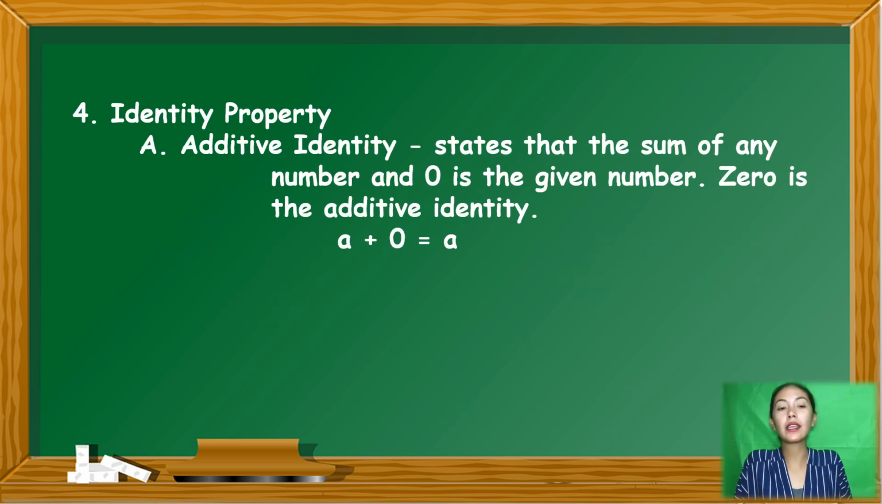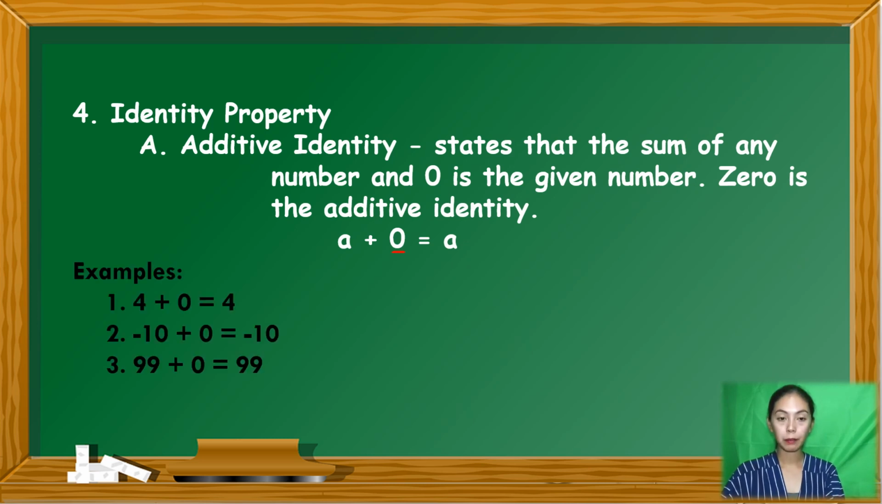So thus it satisfies the distributive property. Okay, next property is the identity. There are two under the identity property. First is the additive identity. It states that the sum of any number and 0 is the given number. 0 is the additive identity. If we're going to find the sum of any number plus 0, the answer is always the number. So a plus 0 is equal to a.